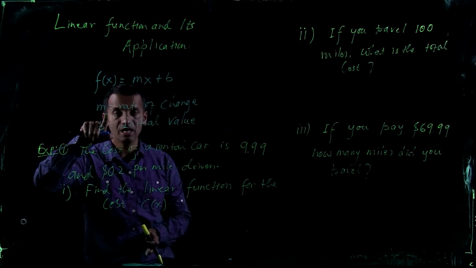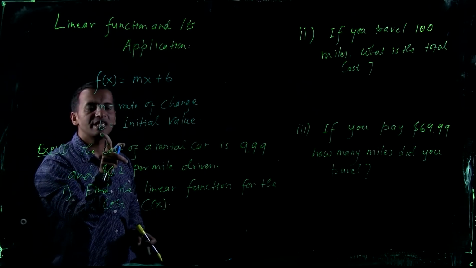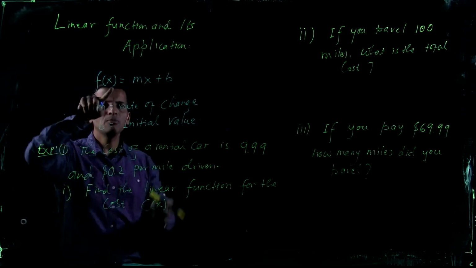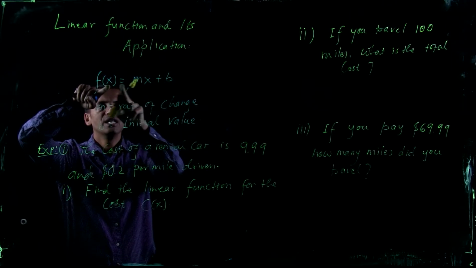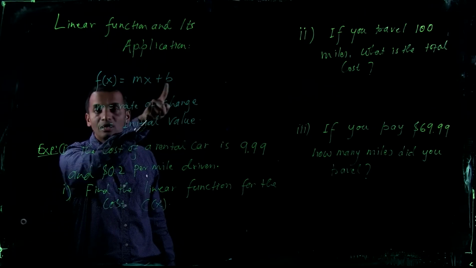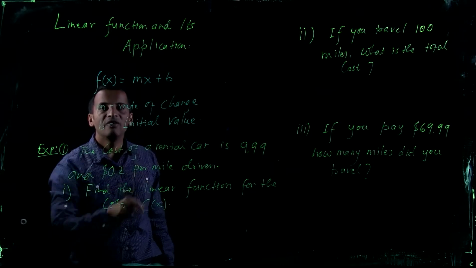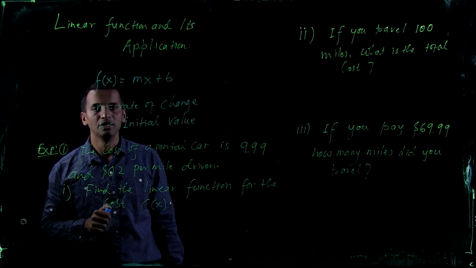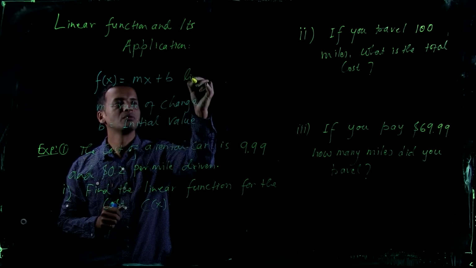f of x equals mx plus b, where m is the slope, which is the same as the rate of change, and b is the y-intercept. The y-intercept is the same as the initial value. Why do we call it the initial value? Because if you plug in x equals 0, it will be 0 plus b, that is b. So b is the value when x is 0, the initial value in the linear model.